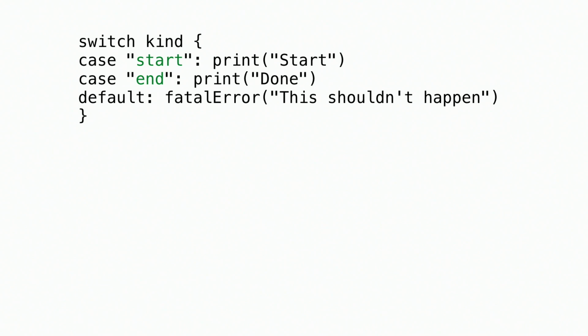So what does stringly typing look like? I have something like this. I have a switch on kind. It checks against start, checks against end, and default, if it's something else, I crash. And so I go, oh no, I'll use constants. I'll just use constants here. It's like, you fixed nothing. That didn't help you at all.